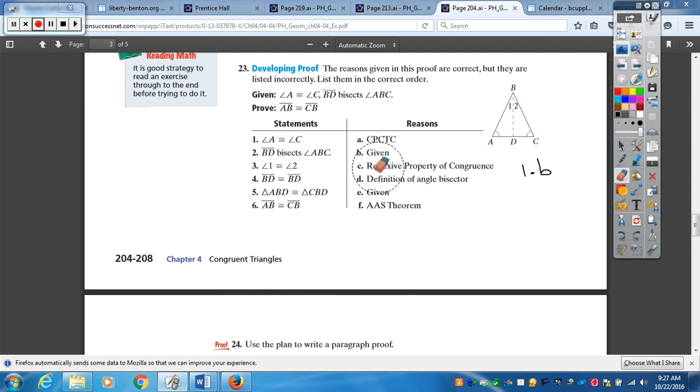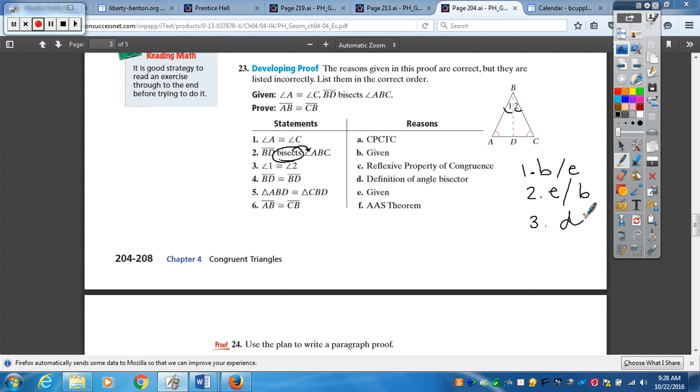Okay. Number 2, BD bisects ABC. Oh, that's the given as well. So technically, you could have B or E for number 1 and E or B for number 2. Either way would be acceptable. Both are given. Okay. Now, how do we know that angle 1 is going to be congruent to angle 2? Well, if BD bisects angle ABC, so again, we are cutting in half this angle. So this angle up here is being cut in half by that segment right there. What would have to be true? Well, these 2 angles here and here would have to be the same measure. So I'm going to say definition of bisects or angle bisector. So D would be the next one.